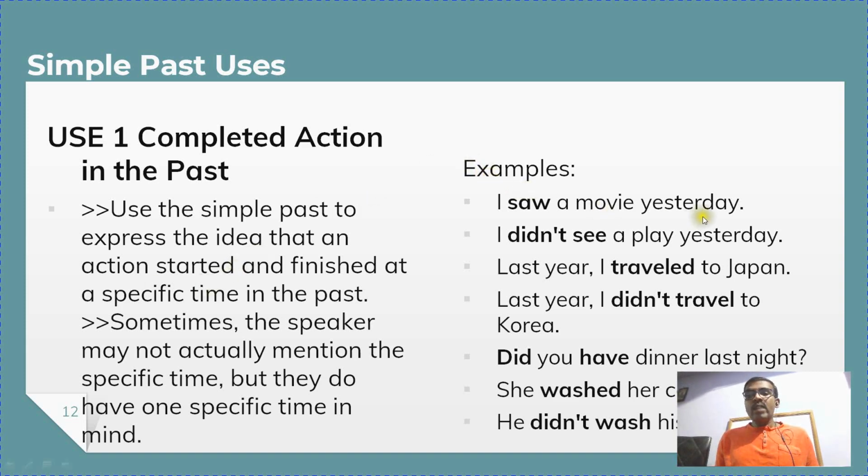Example, I saw a movie yesterday. In this action, he completed seeing the movie. Okay, so this action is completed in the past, right? I saw a movie. The action is completed in the past. I didn't see a play yesterday. Okay, he didn't see that.